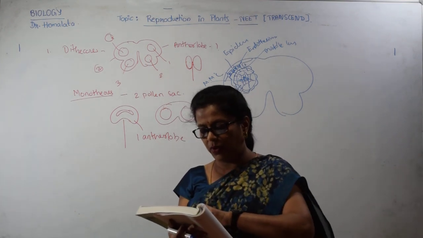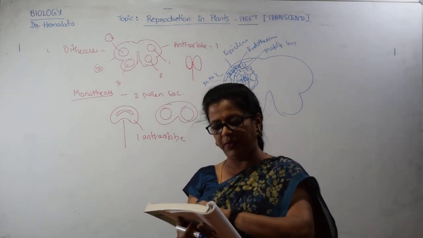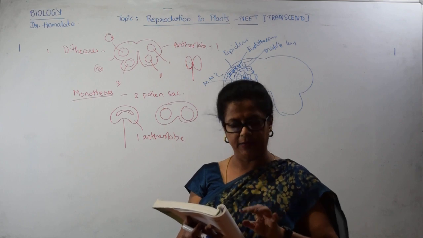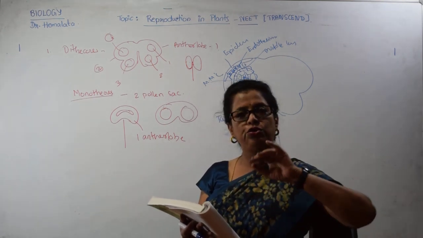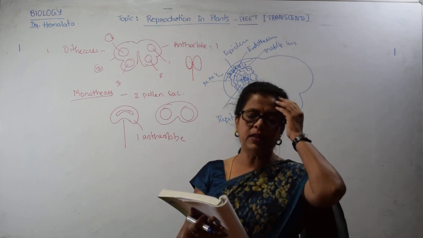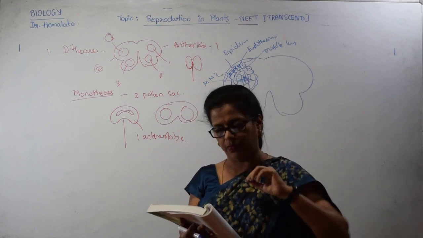That is, what are those? Epidermis, endothelium, middle layers and tapetum is right. That's a true statement. Whenever you say this is right, you should justify this and think about how they will come, where they will come, right?